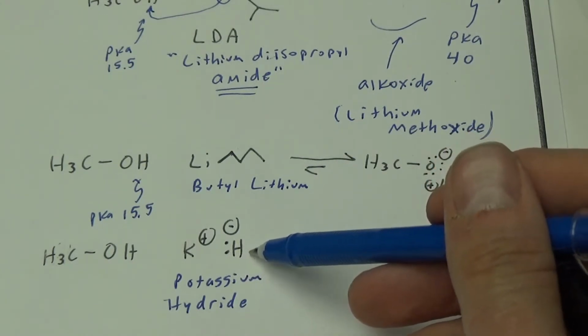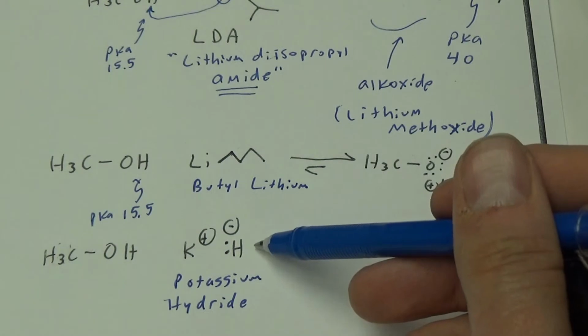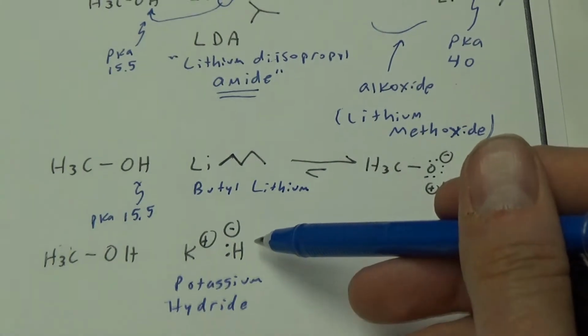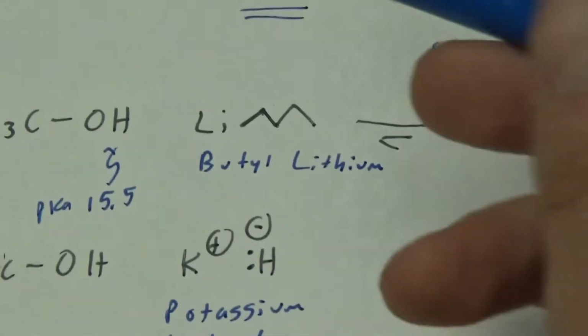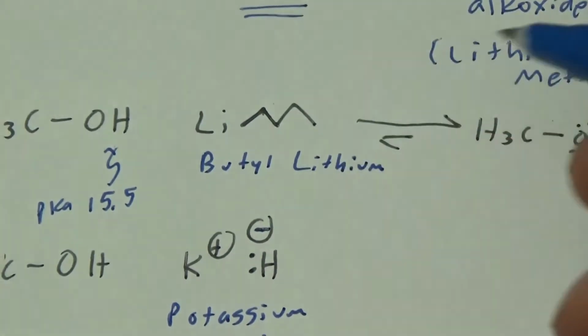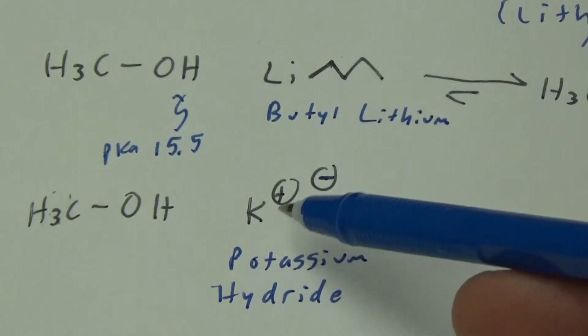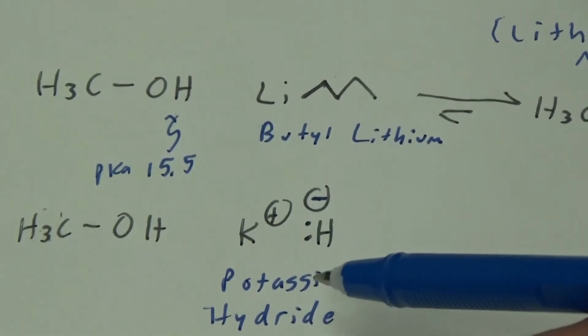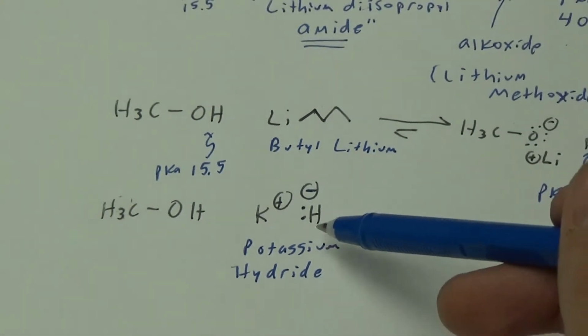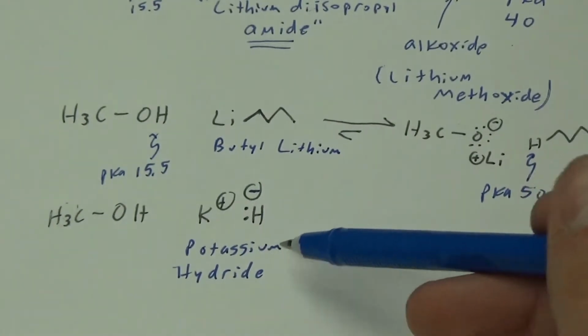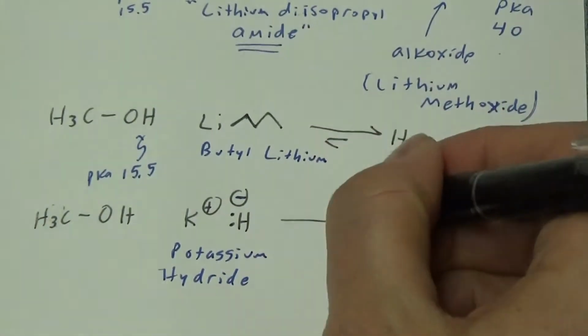NaBH4 is a nucleophilic hydride, and we said lithium aluminum hydride is a nucleophilic hydride. But we also talked about if you have a metal like potassium hydride or sodium hydride, those are really good bases. So these are another class of super bases. So it's also going to be far to the right.